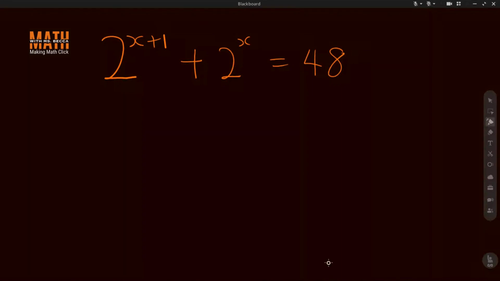Let's solve this problem together. When you take a look at this now, you will see 2 as the base on the left hand side, and on the right hand side we have 48, and we cannot express 48 in base 2. 2 power nothing will give 48. So we have to think, how do we go about this?